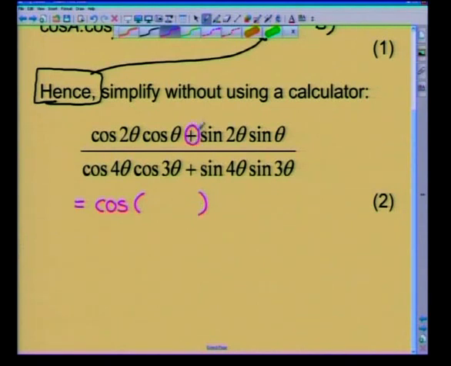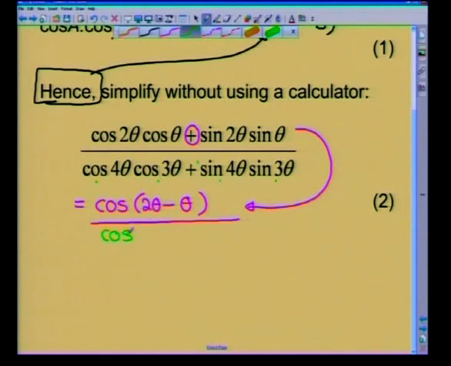We know that that was a plus, so we know that'll become a minus. And this would be 2 theta minus theta. Now look how much more user-friendly that second line appears. Right, underneath then we've got this one, and again, cos, cos, sine, sine, with a plus sign here. So we're going to go cos, and this time it's going to be 4 theta minus 3 theta.